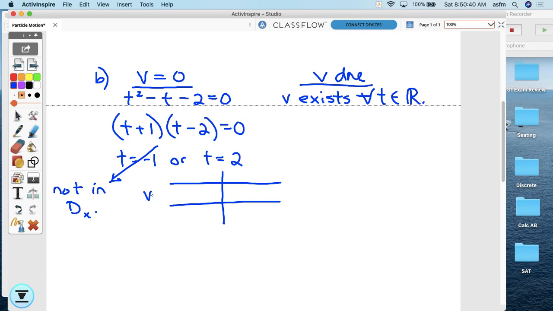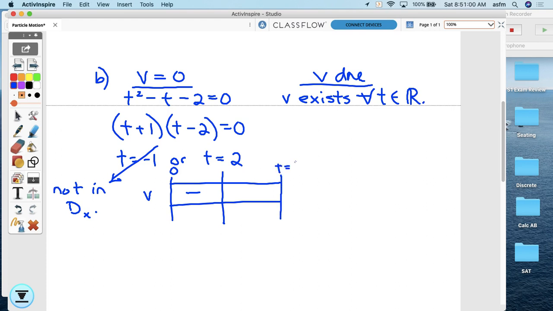What we want is velocity over here, and we see if I put a number less than 2, for example, if I put a 1 into my velocity function, up here I'm going to get 1 minus 1 is 0 minus 2, so that's going to be a negative number.